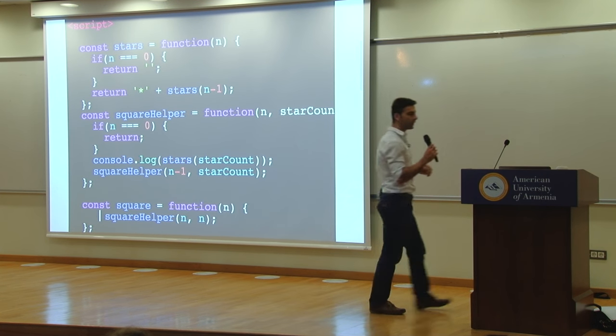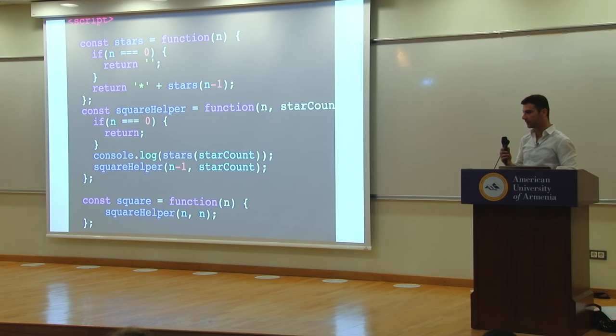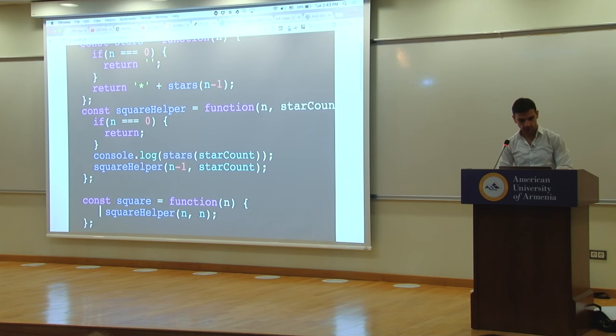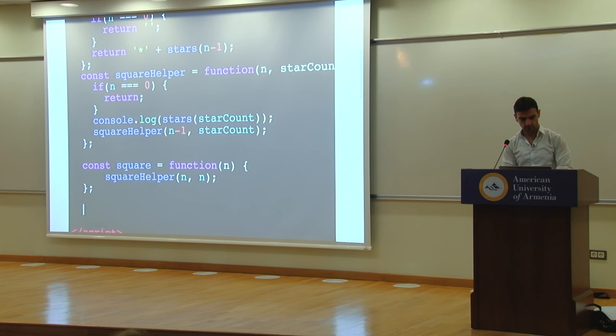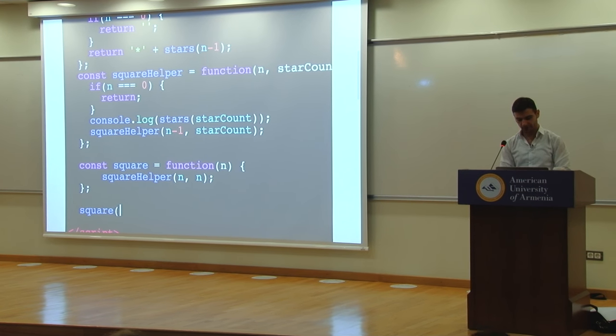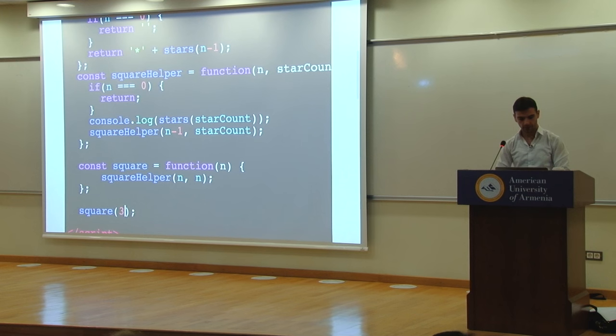Okay, so the question was, how do we understand when this whole thing terminates? Why don't we debug? And then you'll see exactly how this works. Let's try to run this using a debugger. One second. So what do you want to call square with? 5? 10? Okay, let's do 5. Why not do the smaller number? 3? Yeah, 3. All right.